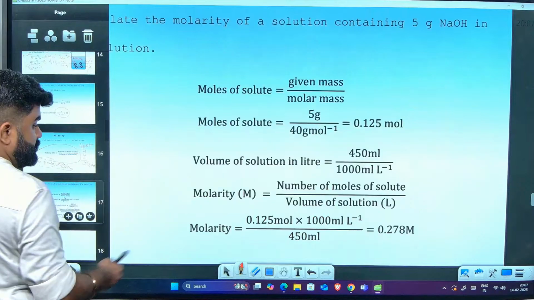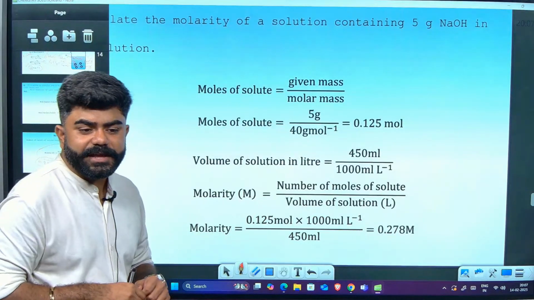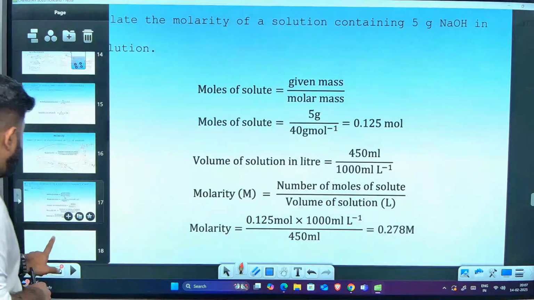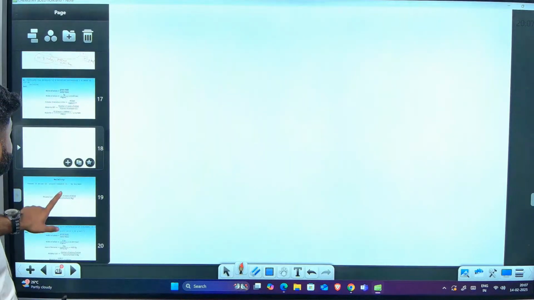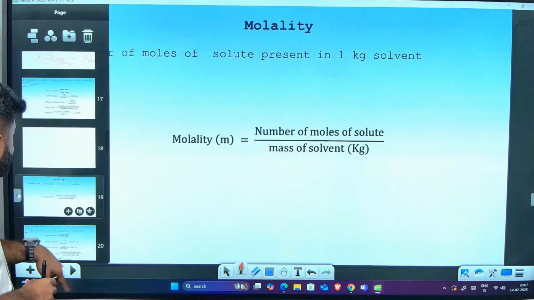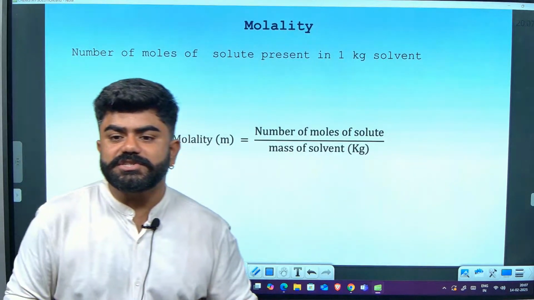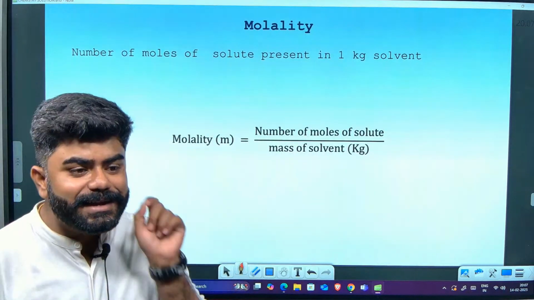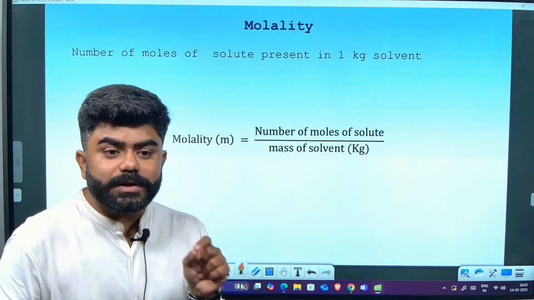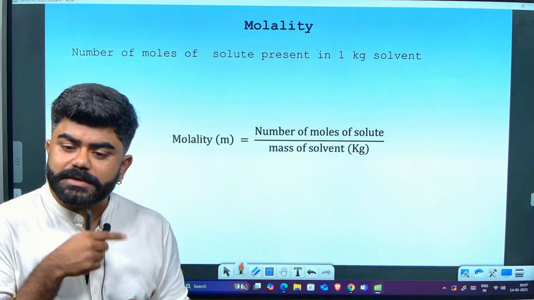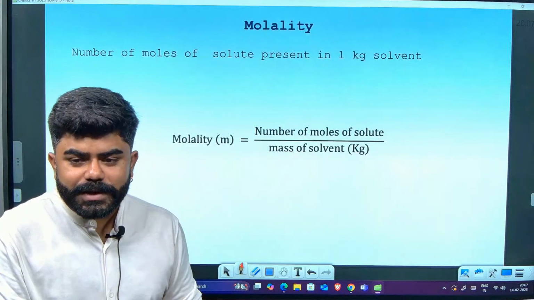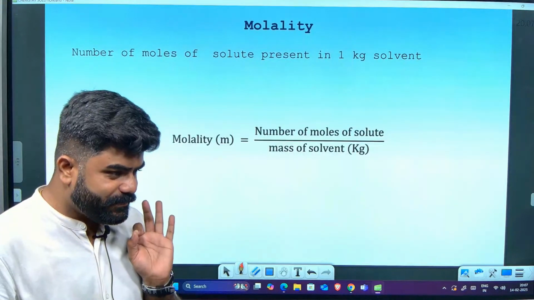So the answer is, I hope you got 0.278 molar. Correct? Fine. This slide I left for working out, but I made you do it by yourself. Now we go to the next concentration term, that is molality. Please look at the difference. The previous one was molarity and now we are seeing molality.